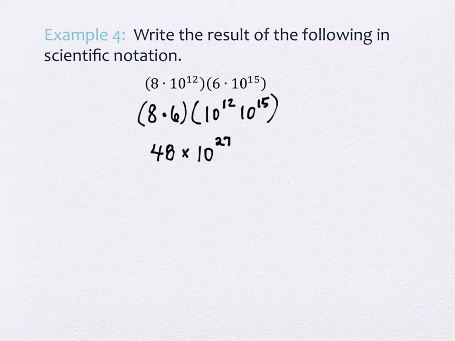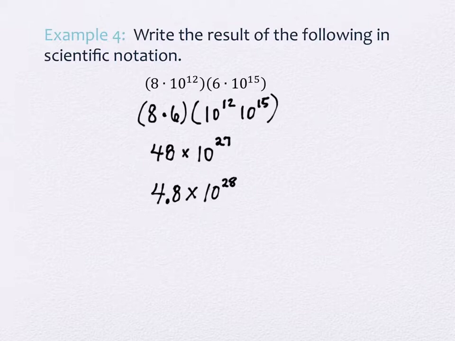Does anyone know why? Yeah, what's wrong with the 48? It's too big. This is not still in scientific notation because the 48 is bigger than 10. So what I need is I need it to be what number? 4.8. Yeah, 4.8. But obviously if I change where the decimal is, it's going to change what the exponent is as well. Again, that number 48 was bigger than 10. Are you with me? So the exponent would also become bigger, a 28.